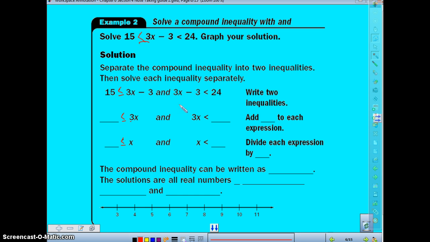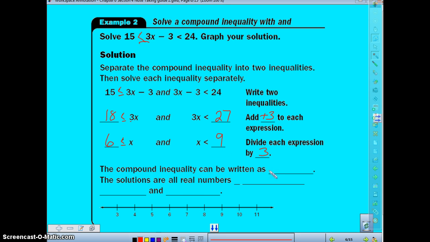First thing we're going to do to both of these is add positive 3 to each side. So that's going to be 18. This is going to be 27. So let's just work this side first. 18 is less than or equal to 3x. If we divide each expression by 3, this would be 6. And so we come over here, divide it by 3. This would be 9.